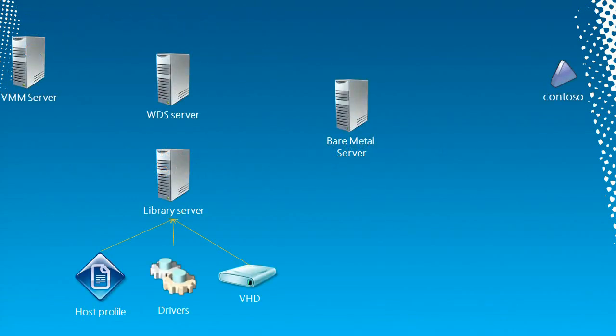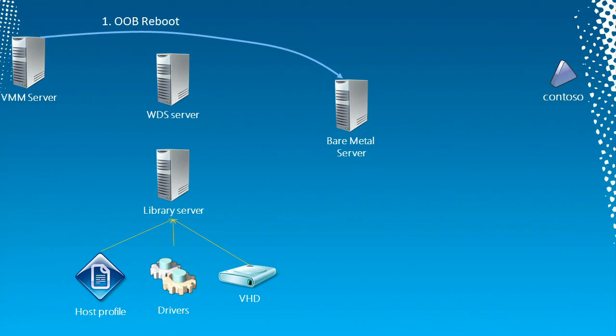How does it work? How do we do it? So you have a VMM server, and you have a WDS server. You have a bare metal server. And you have a library server, which is going to provide some of the metadata and the components we need and the disk we need to provision out.